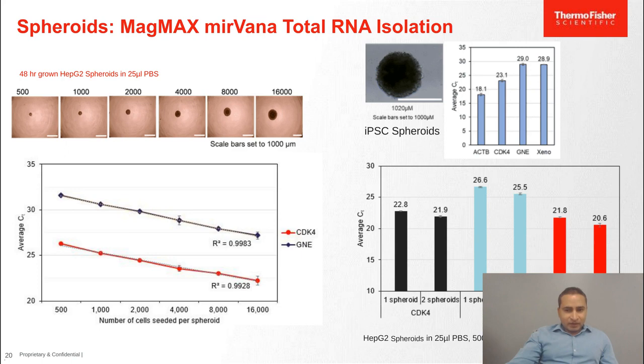You can use MagMAX mirVana for RNA isolation from two spheroids, and we do get linear recovery of gene expression. For these experiments, we used a cell input of 5,000 cells per spheroid. As expected, the CT difference for these gene targets expressed in individual spheroids versus a pool of two spheroids was approximately one cycle. To summarize our findings, our MagMAX Total RNA Isolation Kit was able to efficiently isolate RNA from spheroids for gene expression studies.